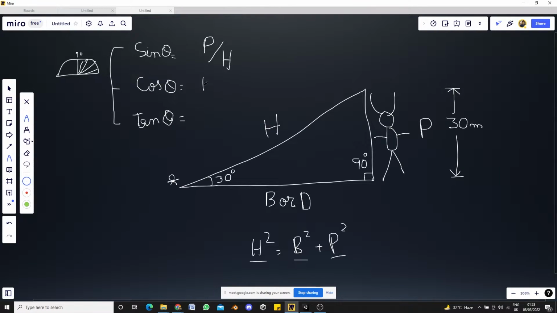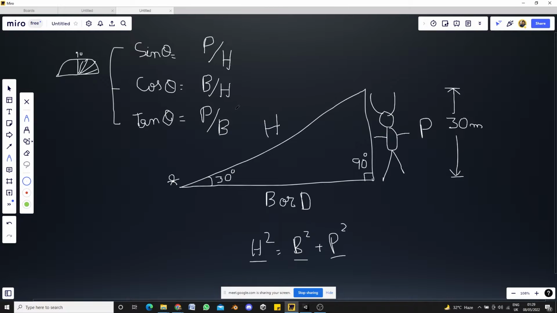Cos formula is b upon h, base upon hypotenuse. And tan formula is p upon b. Got it? I will send you the sheet. You just need to learn it. It's pretty easy, no problem in that.